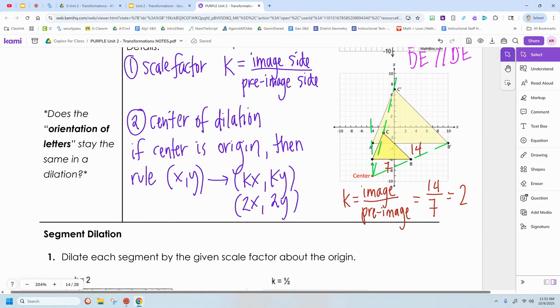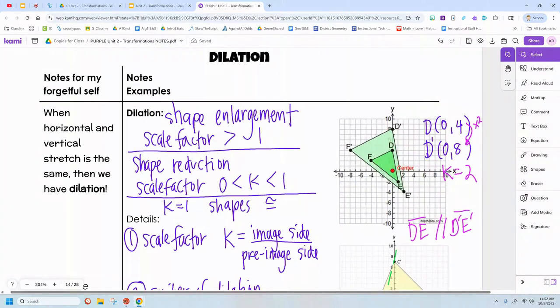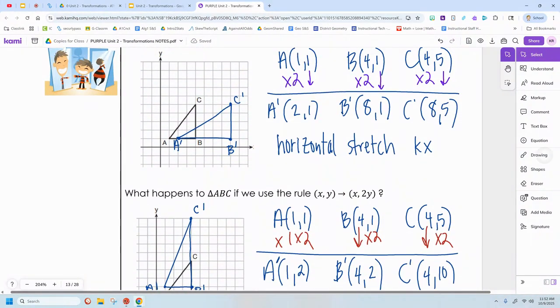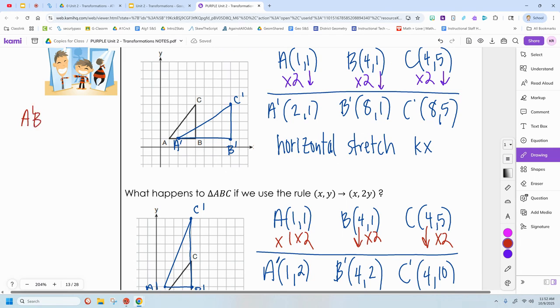So we're going to go back to the pictures we had. So for example, let's just use the idea of this one up here. If I were to look at A prime B prime over AB, I could say, well, A prime B prime is 6 and AB is 3, right? So that's going to give me a scale factor of 2.